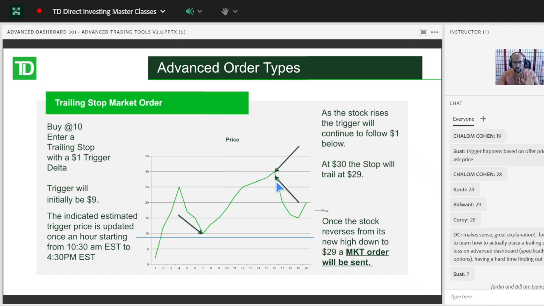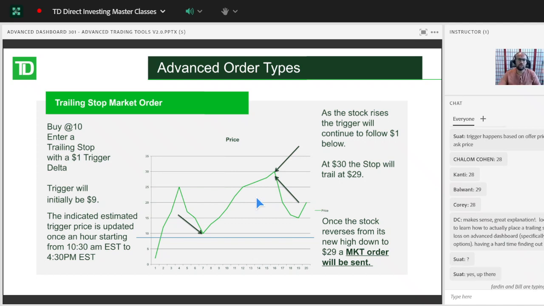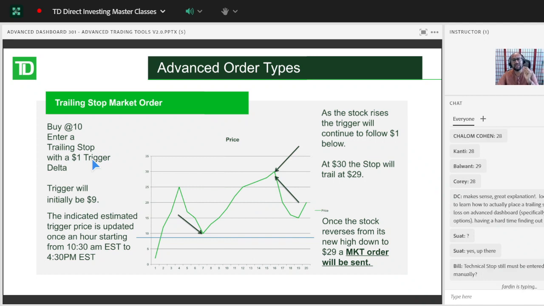All right. So this is the trailing stop market order that we just talked about. Is there any questions before we move on to the trailing stop limit order that we're going to be talking about next? All right. So just keep in mind the features of a trailing stop: first of all, you've got to set up a trigger delta. The trigger delta can be either set as a dollar value or a percentage. In this case, we set it up as a $1 difference.